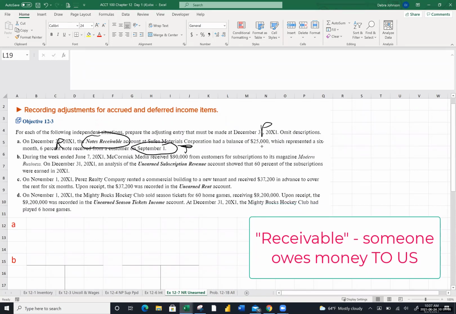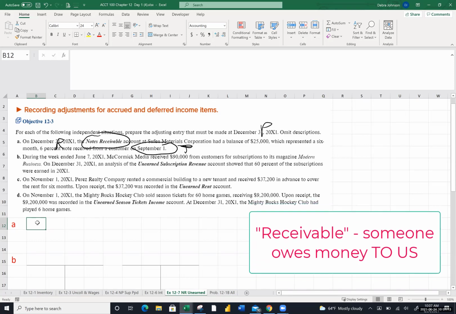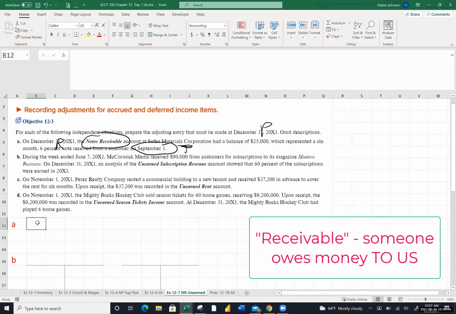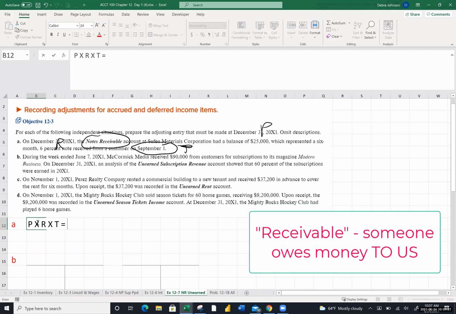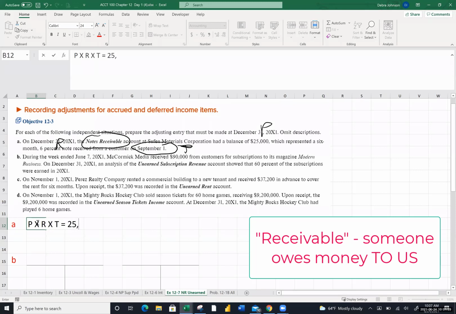So this is one we just talked about, except this time it's from the other side of the house. Rather than us owing money to somebody, somebody owes us money. So we're still going to do principal times rate times time. That's not changing, but it's going to be interest revenue this time that we need to accrue. So let's figure out the amount. $25,000 was the amount of the principal. The rate was 6%. That was given.